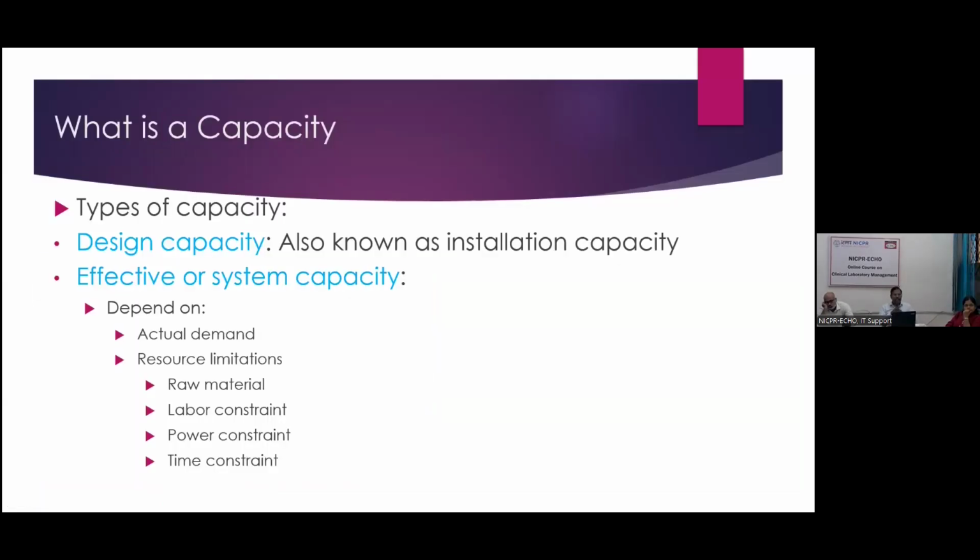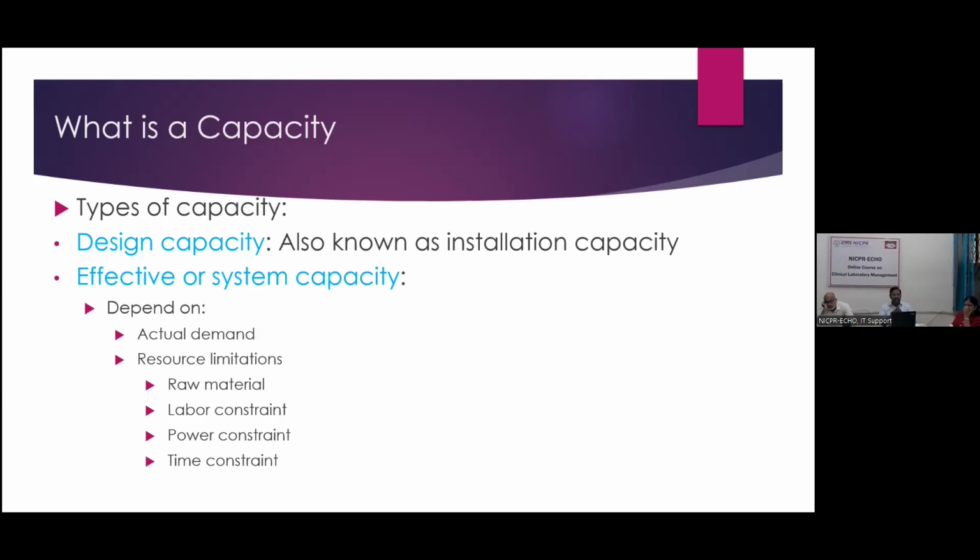There are 2 types of capacity. One is design capacity, also known as installation capacity. It is the maximum capacity of a section of a laboratory. The second is effective capacity or system capacity. Take an example of a 5-part hematology analyzer with a throughput of 60 samples per hour. In a daytime working of 6 hours, it can run up to 60 times 6 samples, but that is the design capacity.